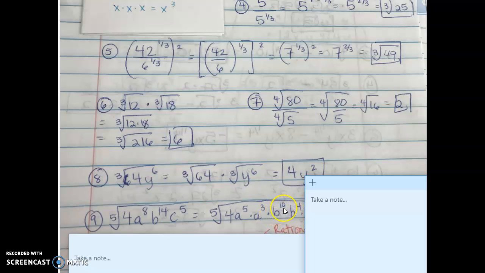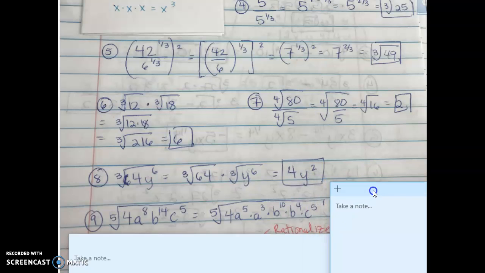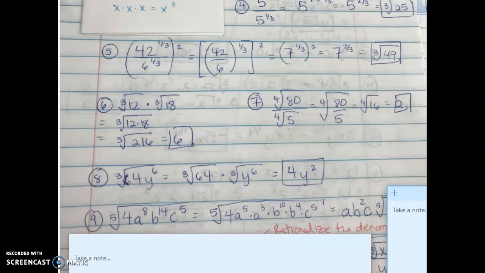The 5th root of b to the 10th is b squared, so that's why I separated it into these two pieces. But b to the 4th doesn't have a perfect 5th root in it. And then finally the last one I can just leave alone. I won't do anything with that one. So now I can use my rules of radicals to now take those pieces out.